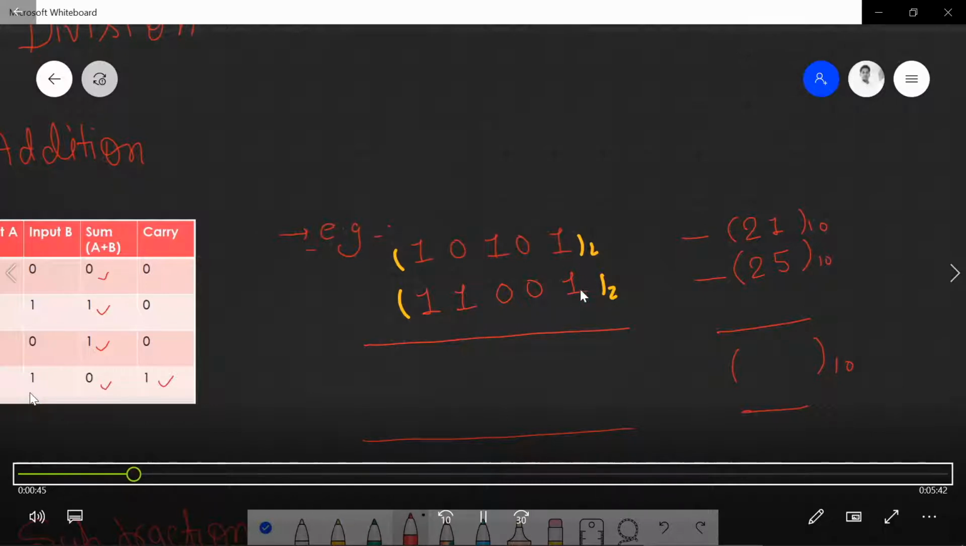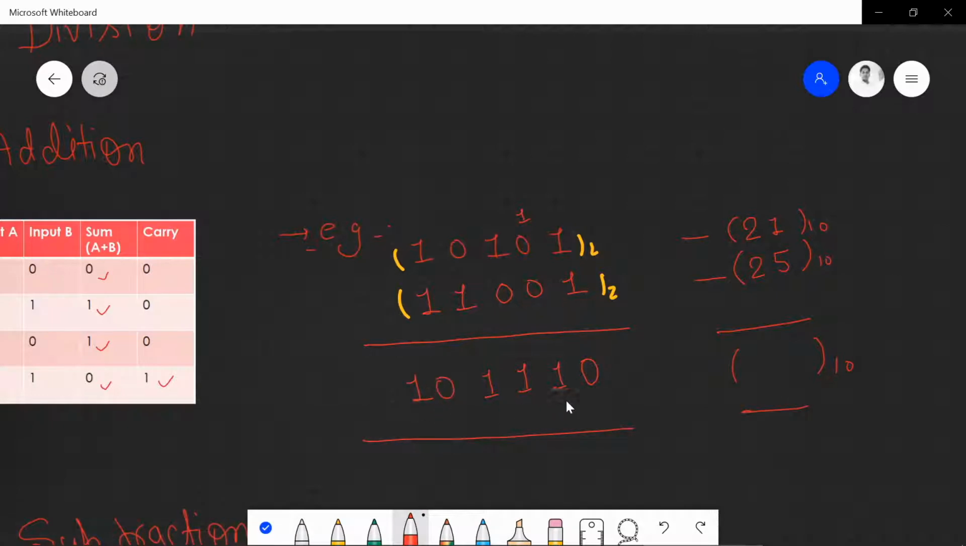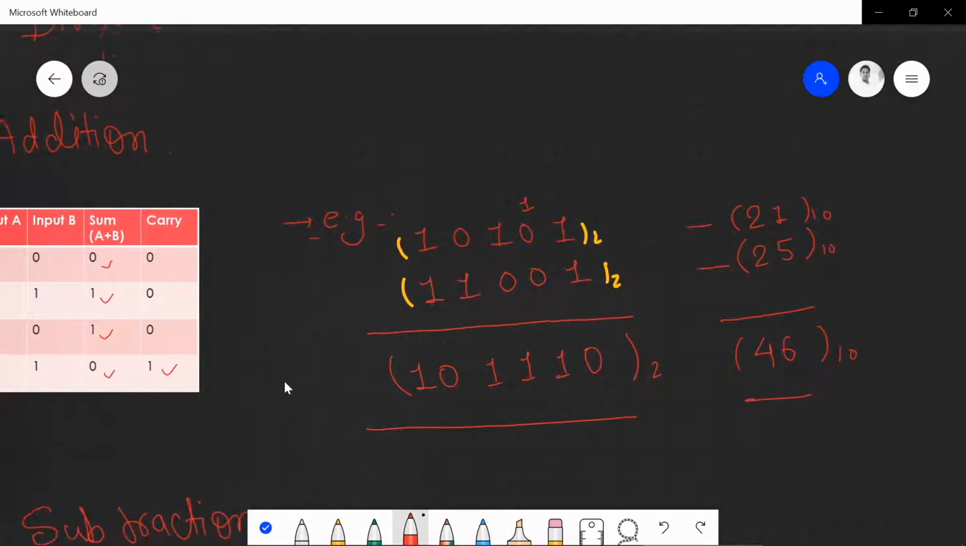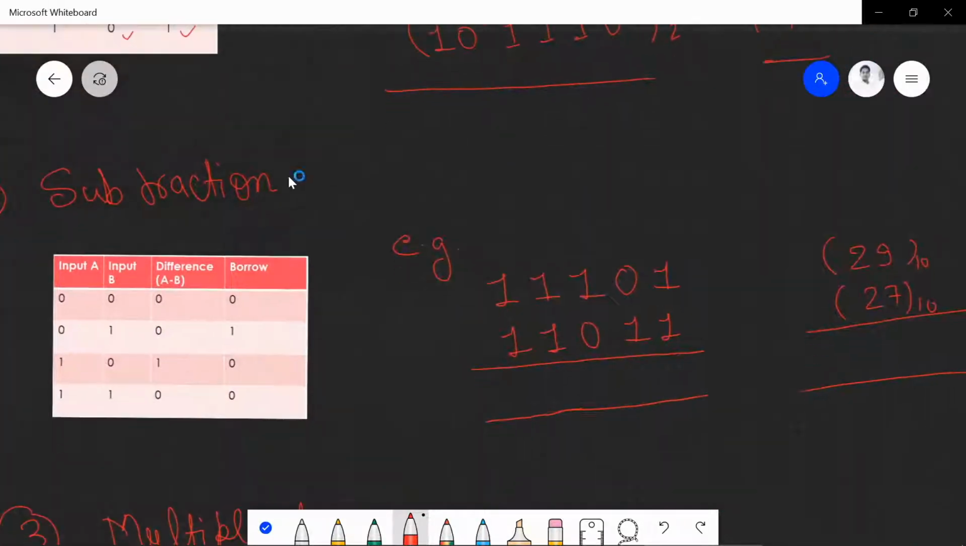So 1 plus 1 will be 0 and 1 will be carry, and 1 plus 0 will become 1, 1 plus 0 will be 1, 0 plus 1 will be 1, and 1 plus 0 will be 1, giving 1 0 1 1 1 0. When we convert this number, it comes out to be 46. This is the same as the decimal addition, so you can check that. So the correct answer of this binary addition is this. Now the next operation is the subtraction operation.